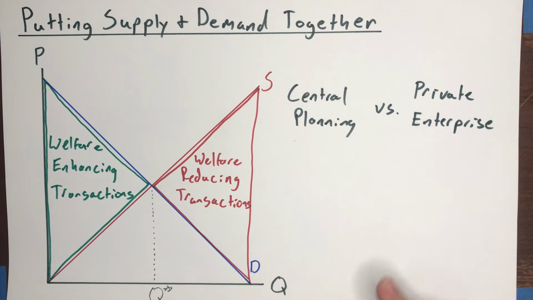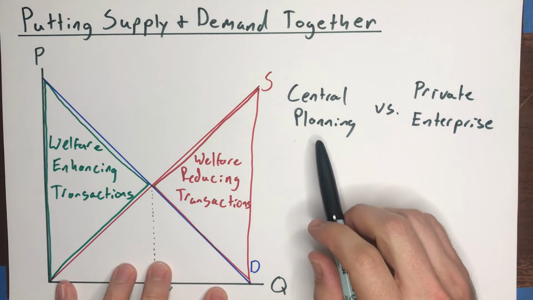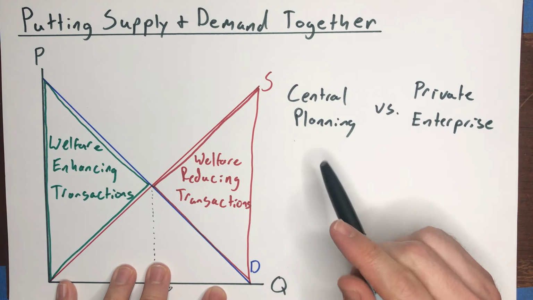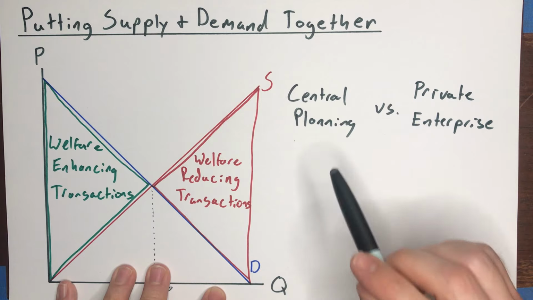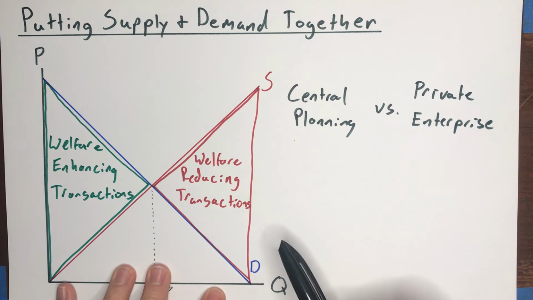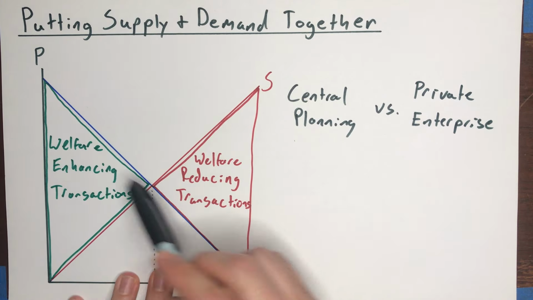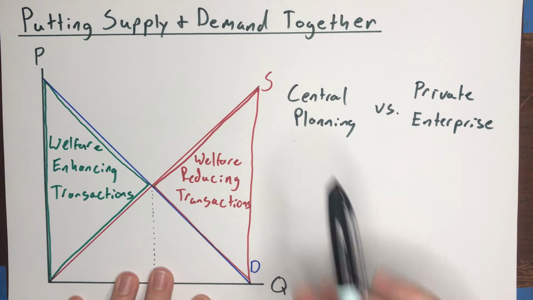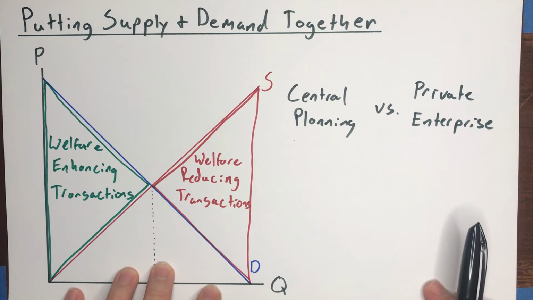With central planning, essentially what you've got is a small group of people, a relatively small group of experts, who go out and try to figure out what would be the best allocation of resources. Who should produce a product? Who should get to receive that product? How many of each type of product should be produced, and so on.